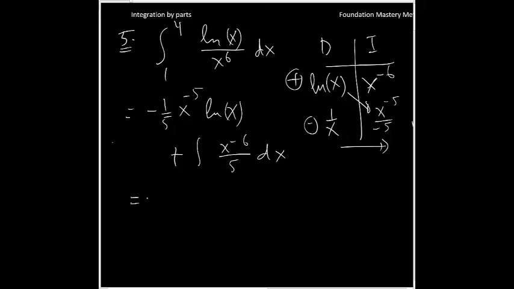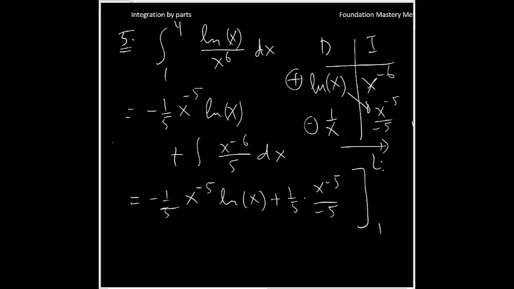So then finally you get negative 1 over 5 x to the negative 5 natural log of x plus 1 over 5. The integral of this one will be again x to the negative 5 over negative 5, and then our limit is 1 to 4. Next you just need to plug the limit. When you plug the limit, I think you can do it in the calculator. Should I leave it here so that you can try? Yeah. Okay, so I'm leaving it here.